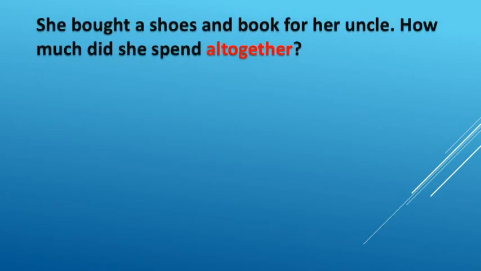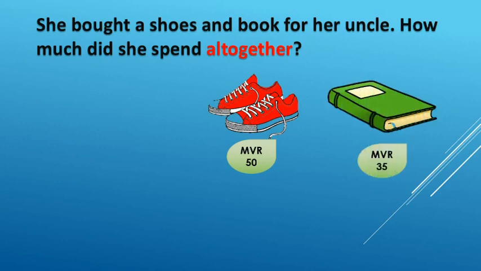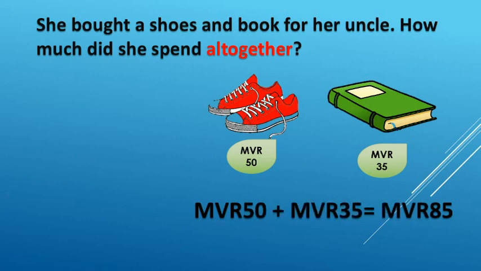She bought shoes and a book for her uncle. How much did she spend altogether? Shoes are 50 rupiah and the book is 35 rupiah. So you have to add 50 rupiah and 35 rupiah.